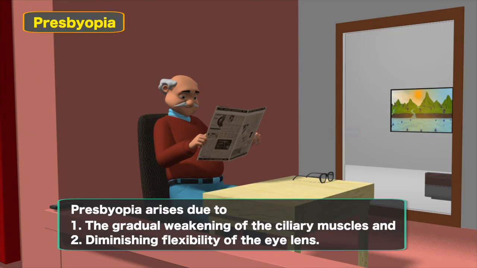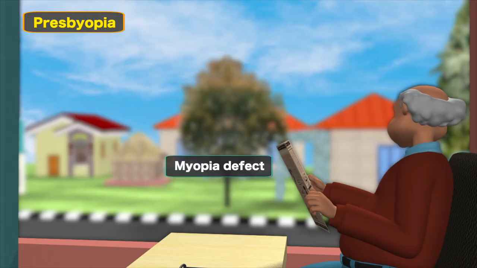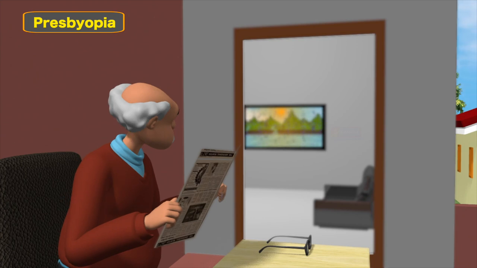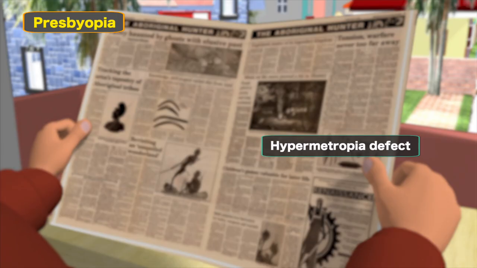It arises due to the gradual weakening of ciliary muscles and diminishing flexibility of the eye lens. Due to aging, a person may have both myopia defect, that is, a person cannot see far objects clearly, and hypermetropia defect, that is, a person cannot see nearby objects clearly.